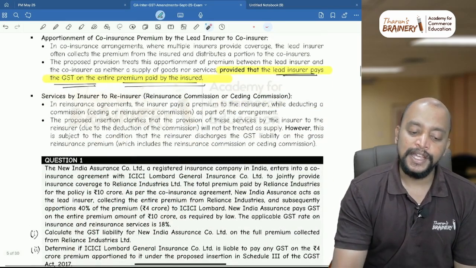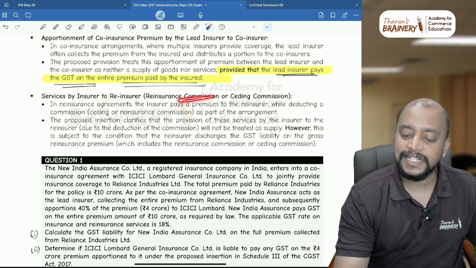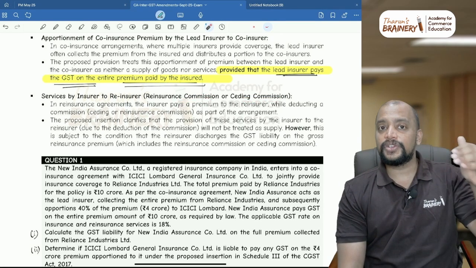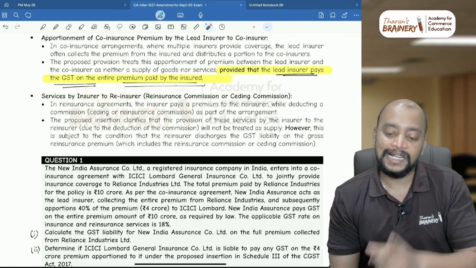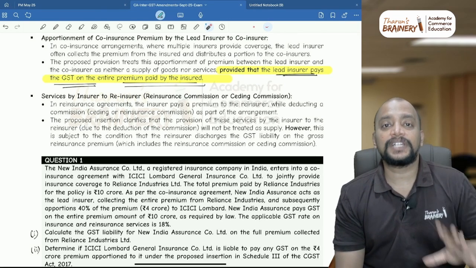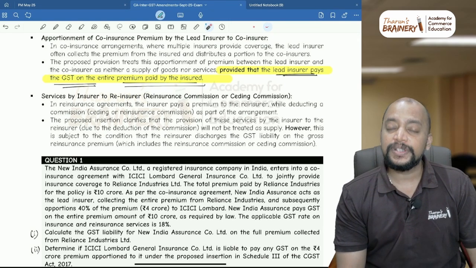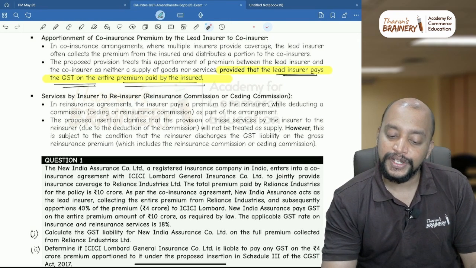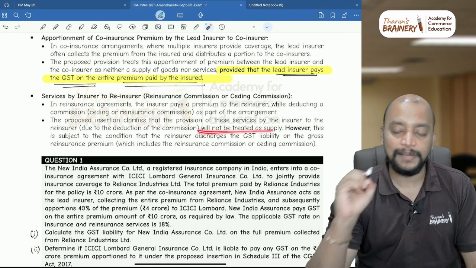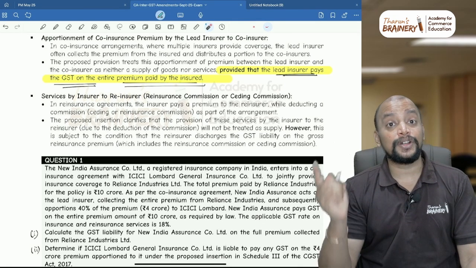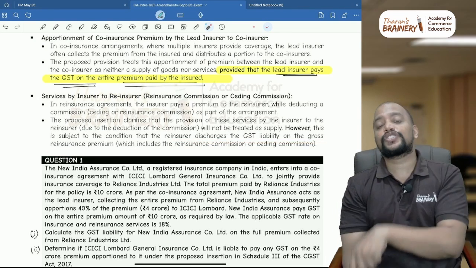Read this. Services by insurer to reinsurer, for which they get a reinsurance commission or ceding commission. In reinsurance agreements, the insurer pays a premium to the reinsurer while deducting a commission. So what is the name of that commission? Ceding commission or reinsurance commission as a part of the arrangement. The proposed insertion clarifies that the provision of these services by the insurer to the reinsurer will not be treated as supply. However, this is subject to the condition that the reinsurer discharges GST liability on the gross insurance premium.